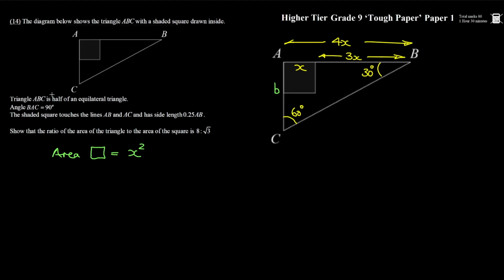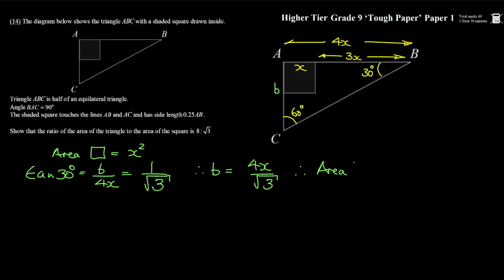If I look at this angle, I can say that tan 30 is equal to the opposite over the adjacent, which is B over 4x. And we know that tan 30 is 1 over root 3, one of the standard angles. So therefore, B is equal to 4x over the square root of 3. So therefore, the area of the triangle is equal to half the base multiplied by the height, which is 4x.